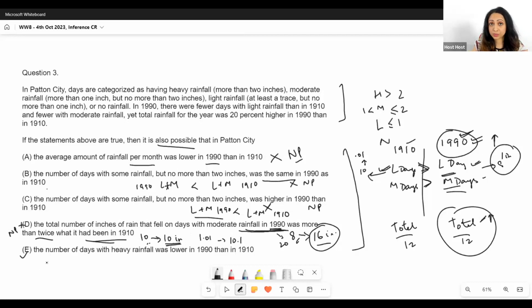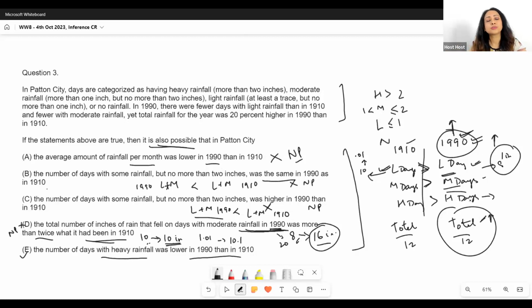Let's see if it is possible. Mind you, we are not looking for what must be true. We are looking for what is possible. Then it is also possible, right? The number of days with heavy rainfall was lower in 1990 than in 1910. Is it possible that H is also less over here? H days, this is also less. As we said, it is certainly possible because H covers an entire range. All we need is the total rainfall over here is 20% more.